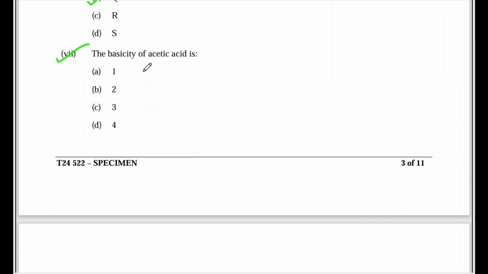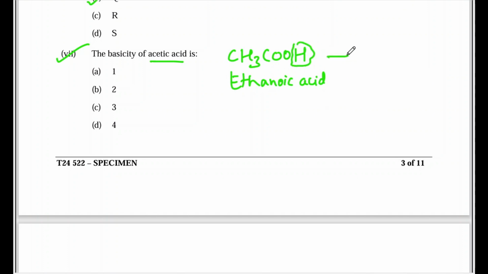Question number 8. The basicity of acetic acid. Acetic acid is CH3COOH. Its IUPAC name is ethanoic acid. Right? So out of 4 hydrogens, only this hydrogen is replaceable. So it will give you only one hydronium ion in water. And CH3COO minus will be the anion, acetate anion. So therefore the basicity should be 1. The number of hydrogens is 4, but the basicity is 1.